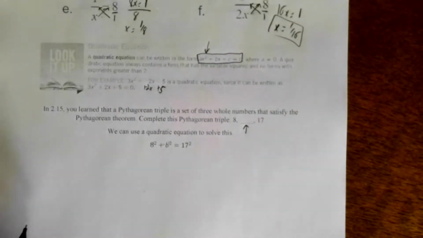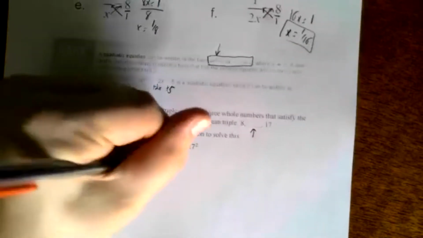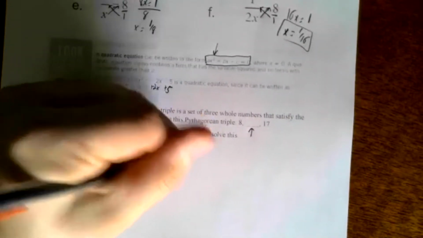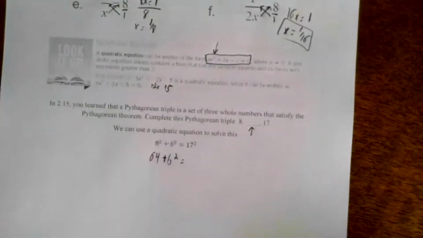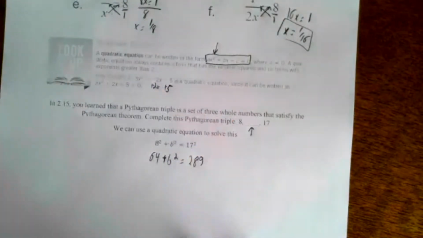Well, you want to first find out what 64 plus 289 is. Yeah, and how did you get those two numbers? I did 8 squared plus, and then I did 17 squared. Yep, so let's square those two numbers that we know the values of. So 8 squared is 64, plus b squared is equal to, and 17 squared is 289. Yep. Okay. So what can I do now?